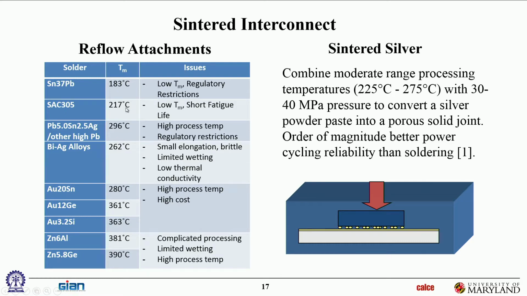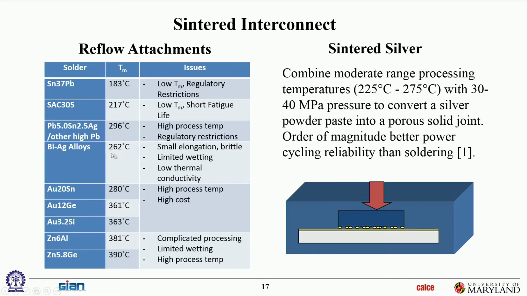So that's SAC 305. This is high lead solders. Okay, so that's about 93% lead. So that's close to 300 degrees C melt temperature. Okay, that's why high temperature applications require high lead solders.